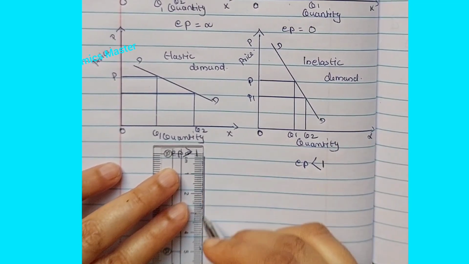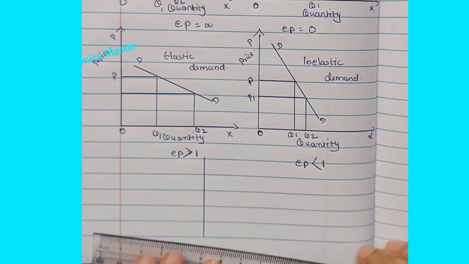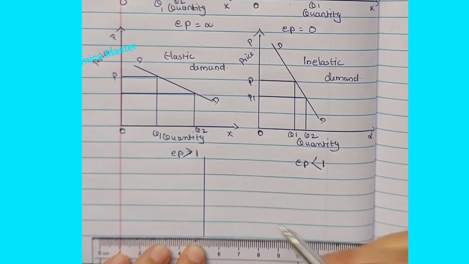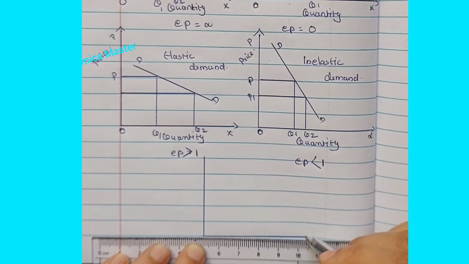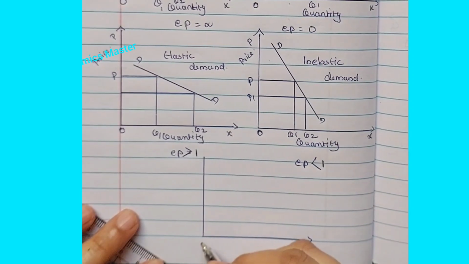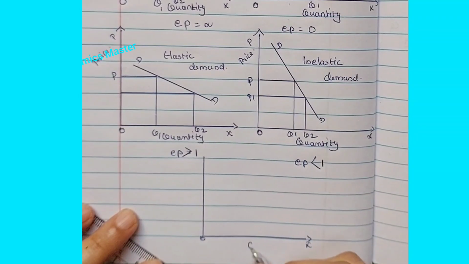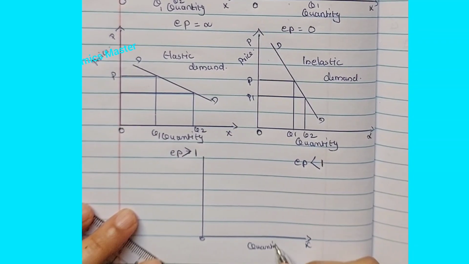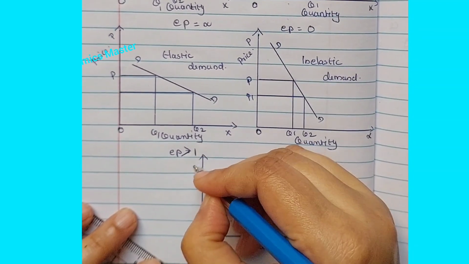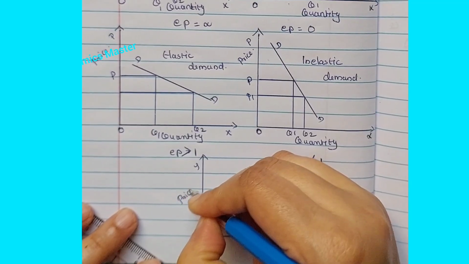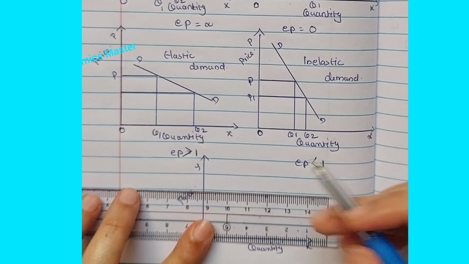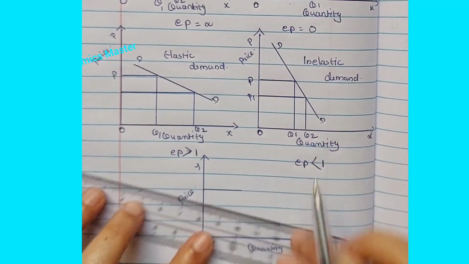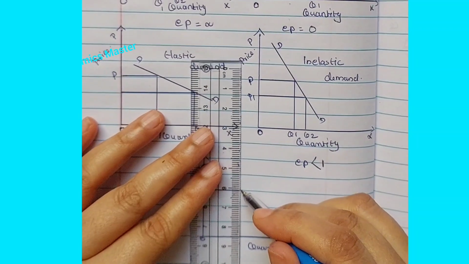Fifth one is unitary elastic demand. Rate of change in demand is exactly equal to rate of change in price. So the demand is said to be unitary elastic. Elasticity is equal to 1.